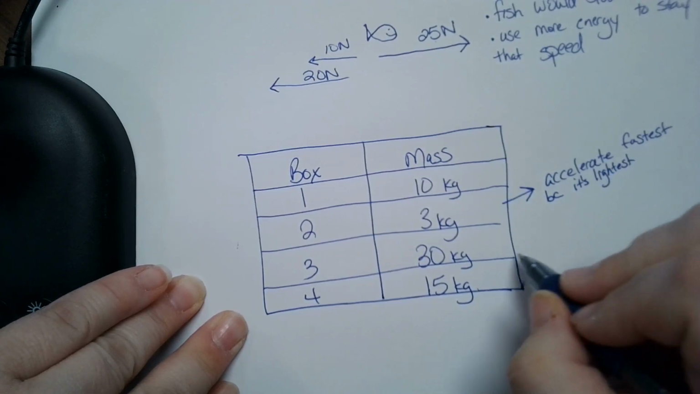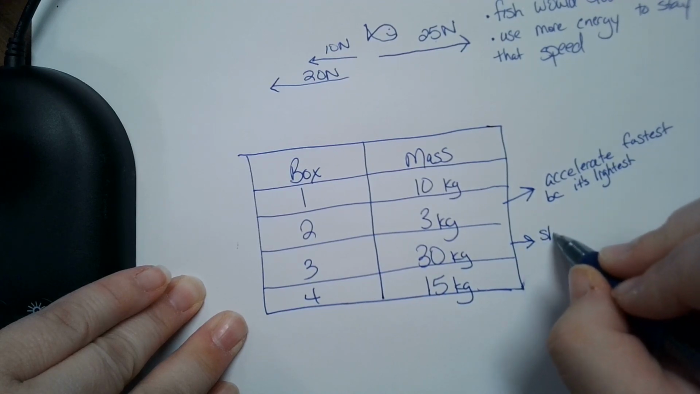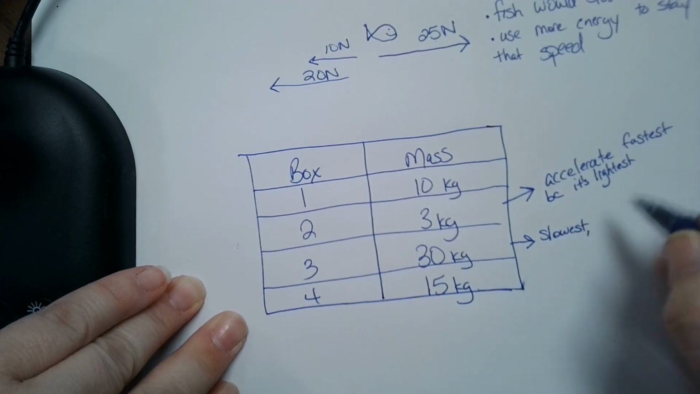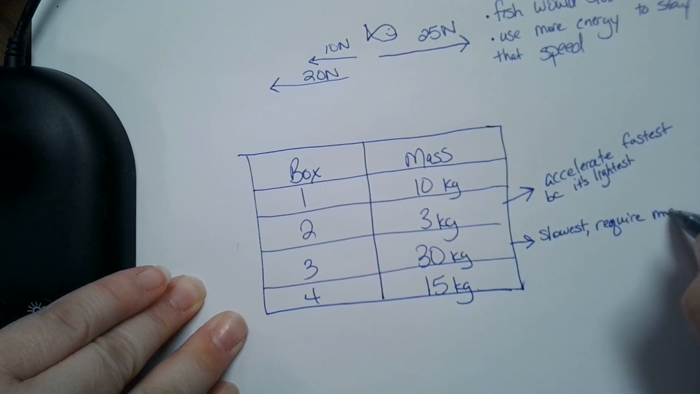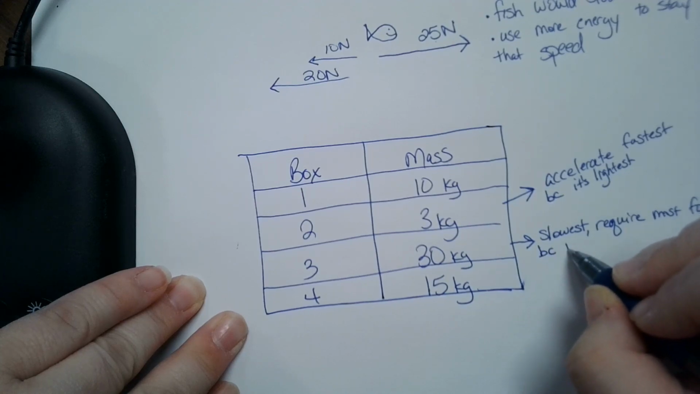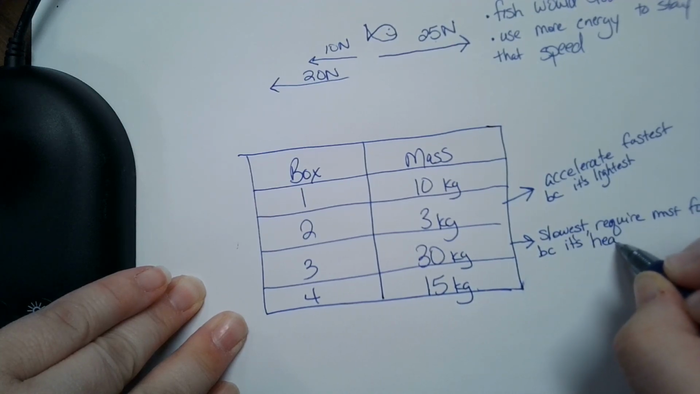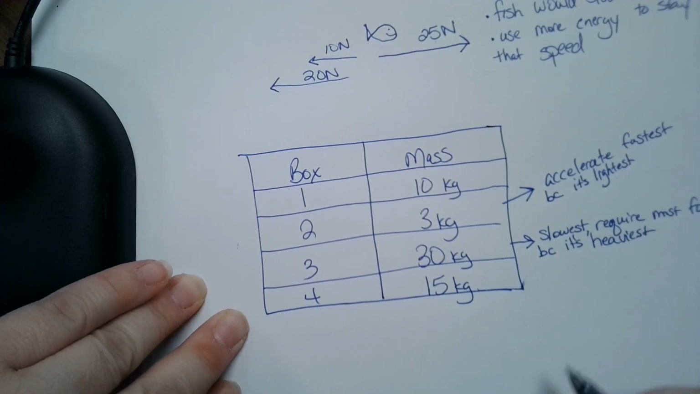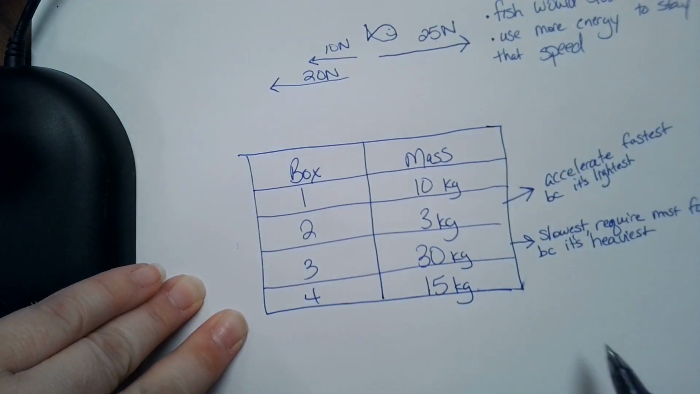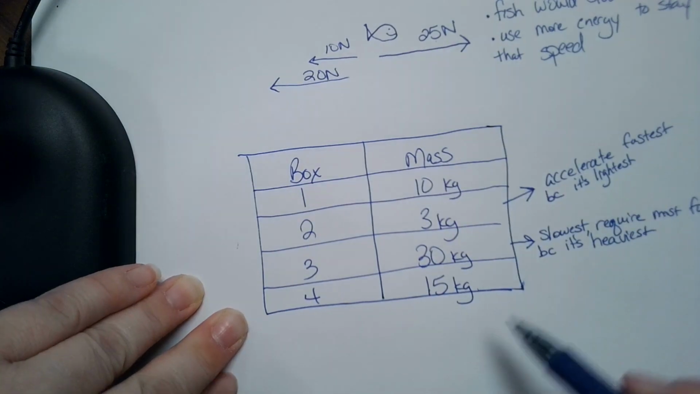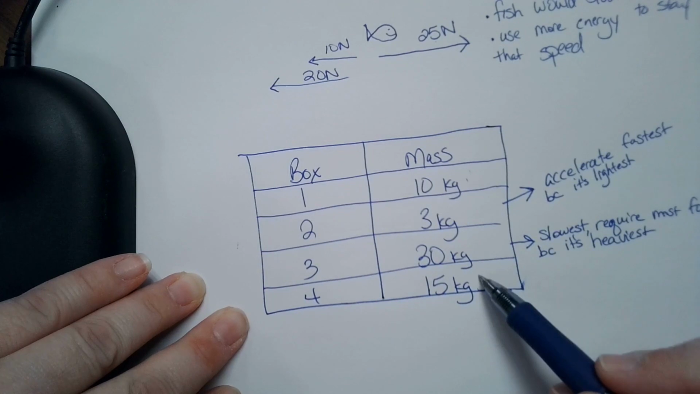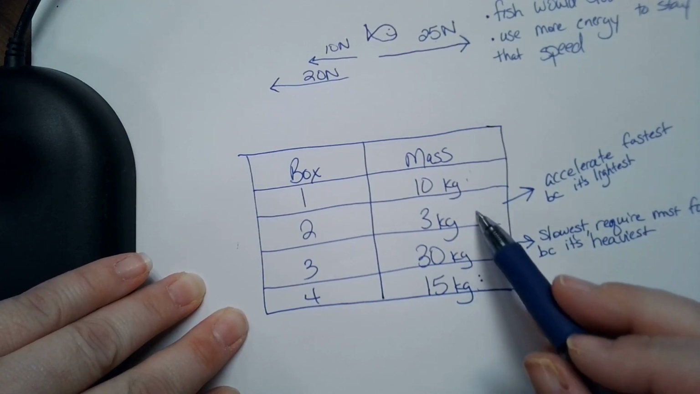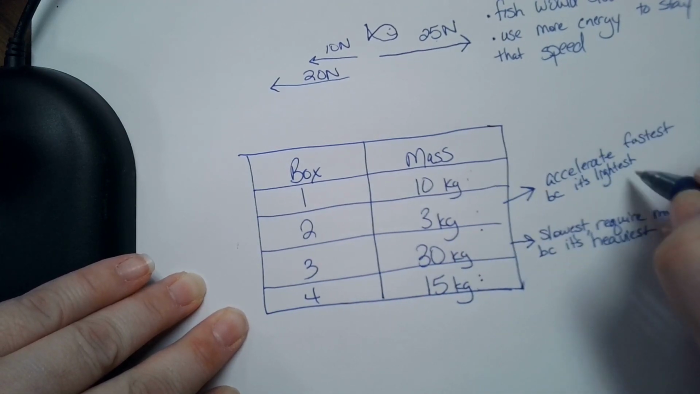Which means that this one will be the slowest and require the most force because it's heaviest. And then your 10 and your 15 kilogram boxes would just fit in around there. We know that a 10 would require less force than the 15. The 15 would require less than the 30. The 3 will require the least amount of force.